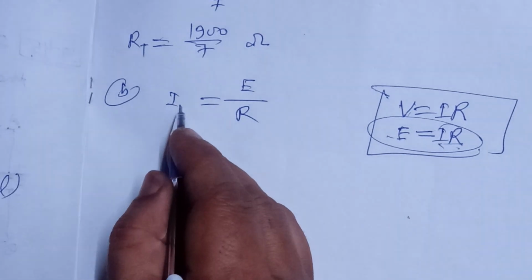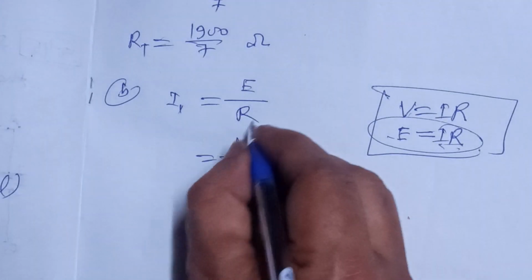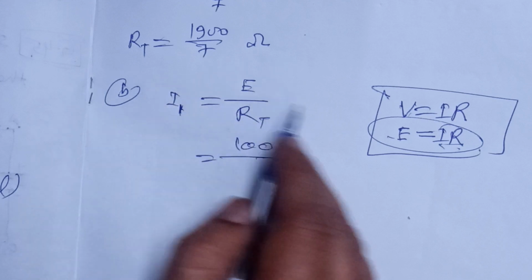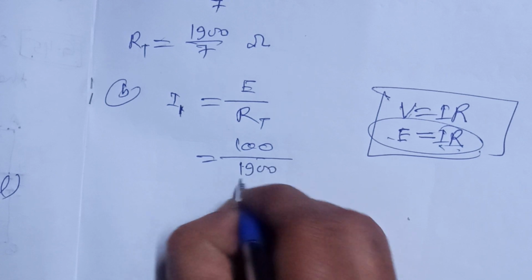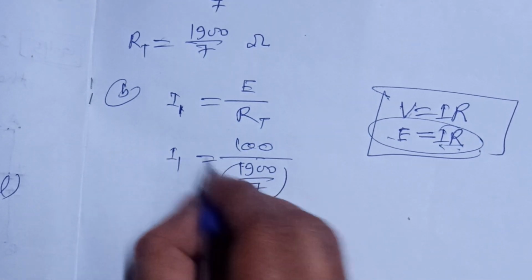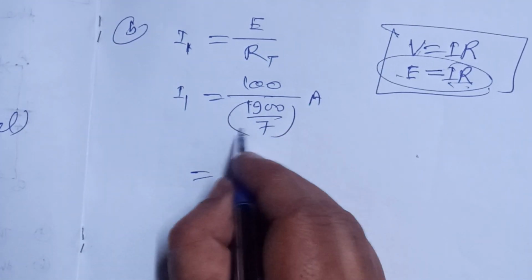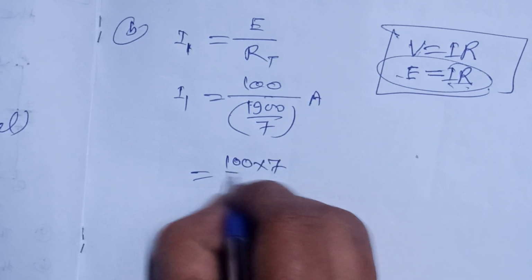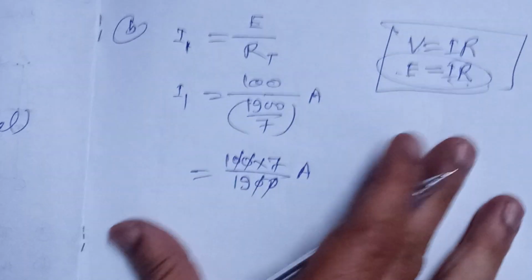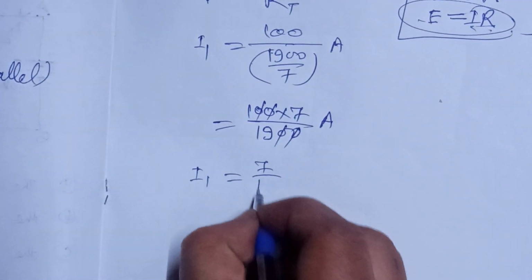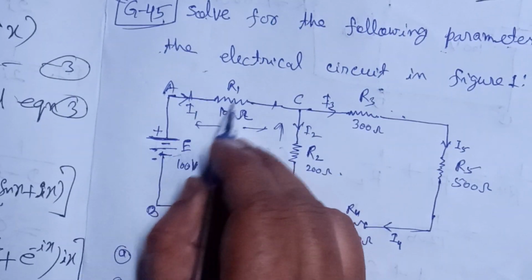Here the total current I is I1, the value of E is 100, and R is RT for our figure. RT is 1900 upon 7, and the unit of current is ampere, so I write A. Because 7 is in the denominator, 7 is multiplied to 100, and cancelling out 20, I1 is 7 upon 19 ampere. What we have to find is the voltage across R1, which is V1.